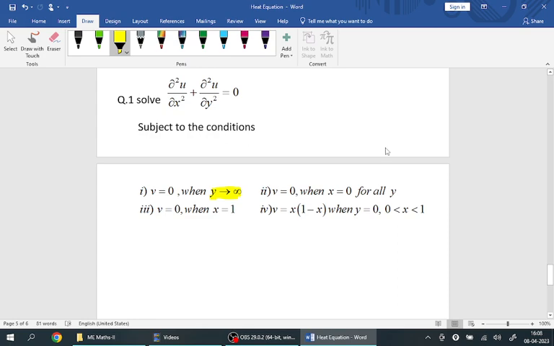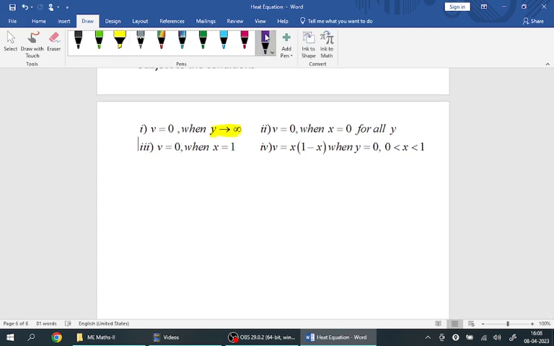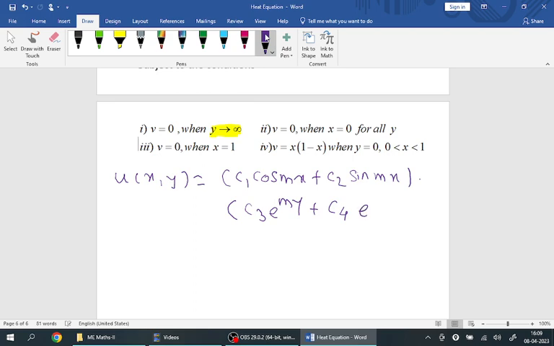So we can start the solution as: let the temperature at any point u(x, y) be (c1 cos mx + c2 sin mx)(c3 e^(my) + c4 e^(-my)). Call that equation 1. This is the general solution for the plate which is unbounded along the y direction.